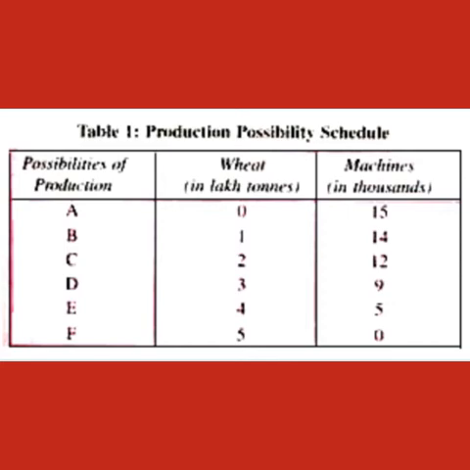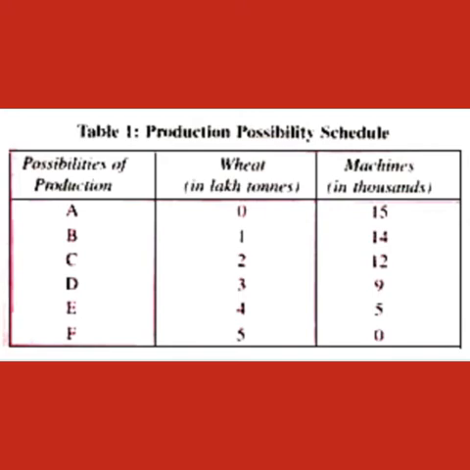And in the next combination C, we can see that the machines is 12 and the wheat is 2. What does it indicate? That is, we have to sacrifice 3 units of machines. From the 15 it has decreased to 12, and here the wheat has increased to 2. So in all these combinations, if you want to produce 1 additional unit of the other commodity, we have to sacrifice some of the commodity that we have already produced.